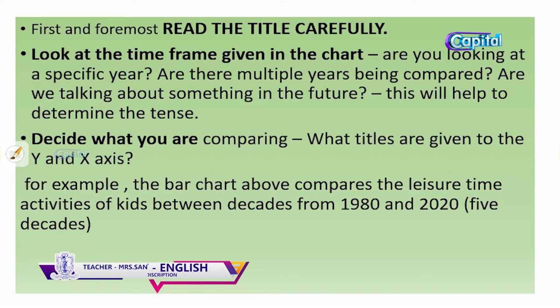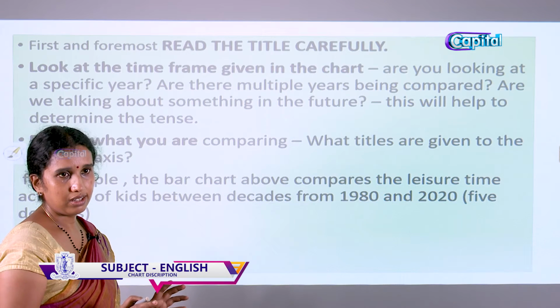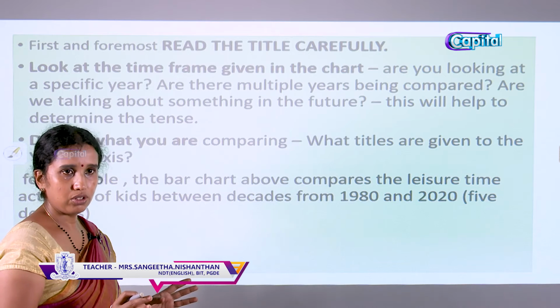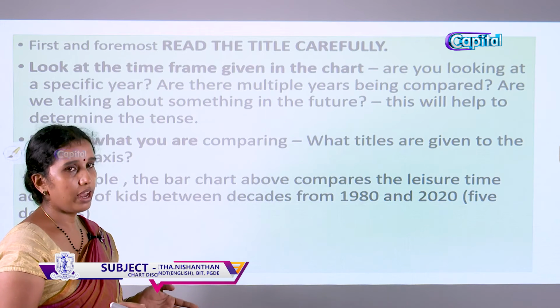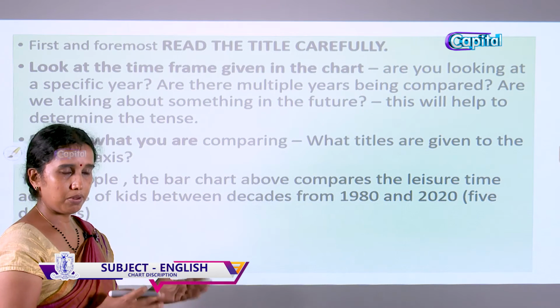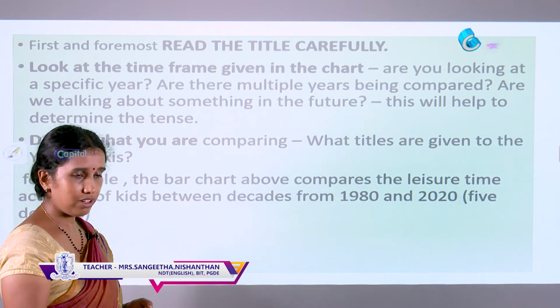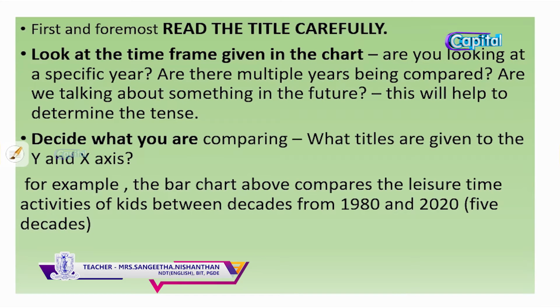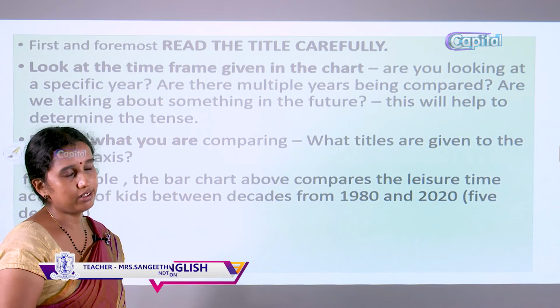First, what you have to do when answering question number 14, describing a bar chart. First, read the title carefully: what is the graph about, what does it represent? Whether it represents a group of people or an individual, or the activities done in the past or in the present, or the activities expected in the future. And look at the time frame given in the chart. The time frame decides which tense we are going to write the description in.